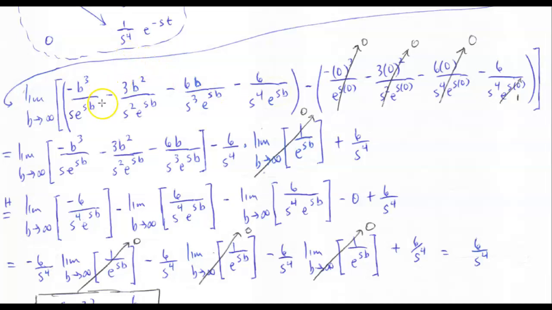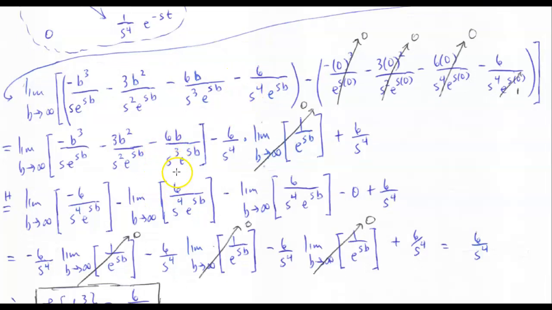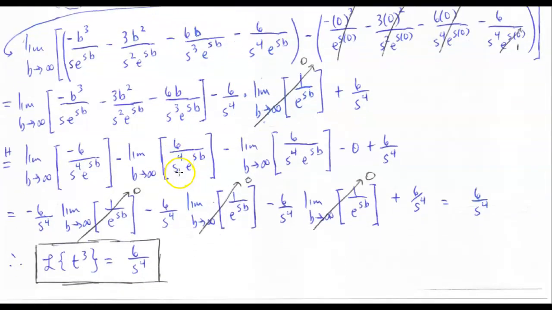The basic thing here is that all these exponential functions times these constants are going to grow faster than b cubed, 3b squared, 6b, or the constant function 6. So all those will end up going to 0 at the end of the day. That's what you see here. All of them are going to 0, and all this ends up being 0. We got plus 6 divided by s to the 4th, and that ends up being our final result.